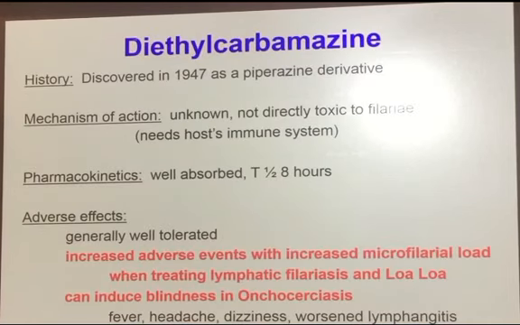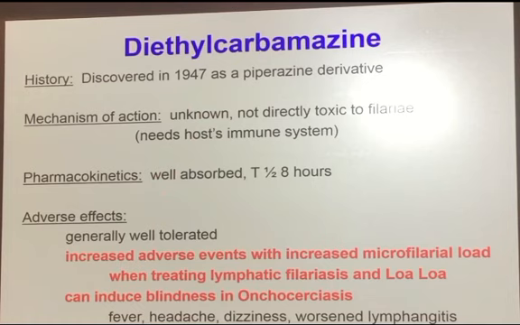So, most people haven't heard of diethylcarbamazine. I mean, people heard of it? It's a pretty good drug for filarial infections. The mechanism of action isn't really known. It's not directly toxic to the filaria, so it probably harms them somewhat when the immune system comes in and wipes them out. It's well absorbed, half-life is about 8 hours.